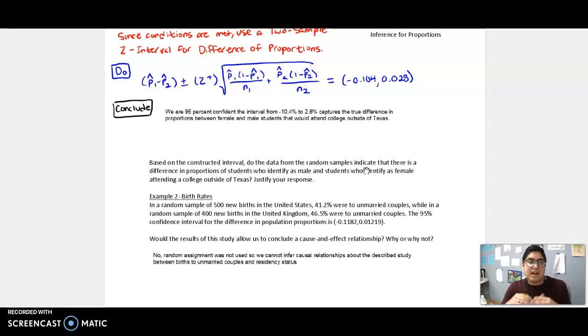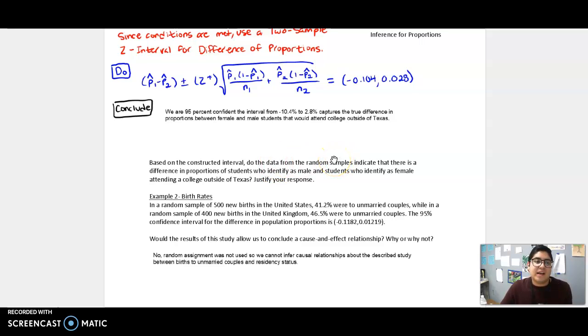0 is in there, so I would say something like, since 0% is included within the interval, there is no difference in the proportions of students who identify as male and students who identify as female that would attend a college outside of Texas. I believe there's no difference because 0 is in there, and 0 can only be in there if there is no difference. So that's the idea of how you'd answer that.